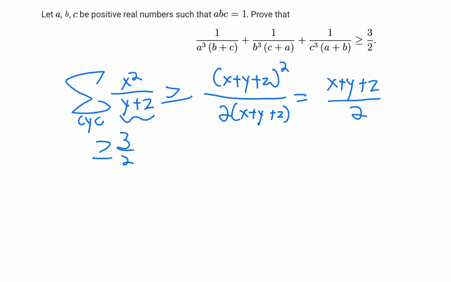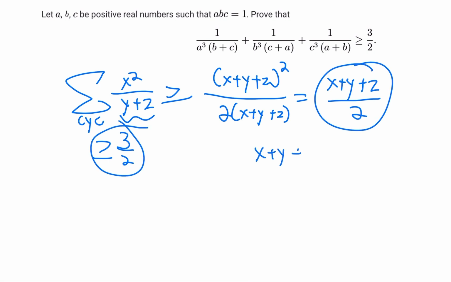So the problem is done if we can prove that this thing is greater than or equal to this. Clearly this is equivalent to showing that this is true. But this follows by the AM-GM inequality because xyz equals 1. This completes the problem. Thanks for watching.